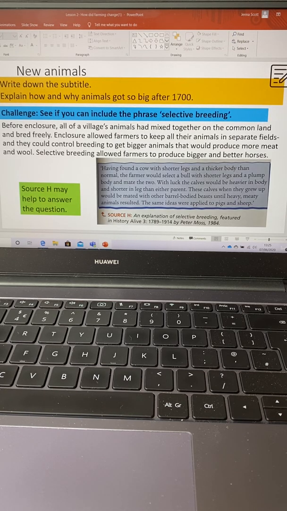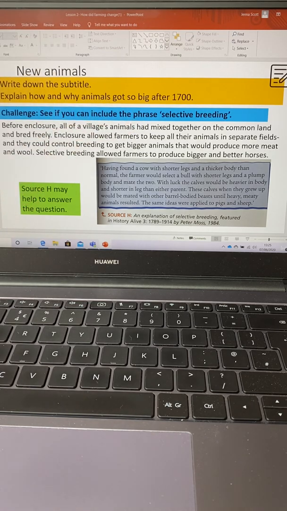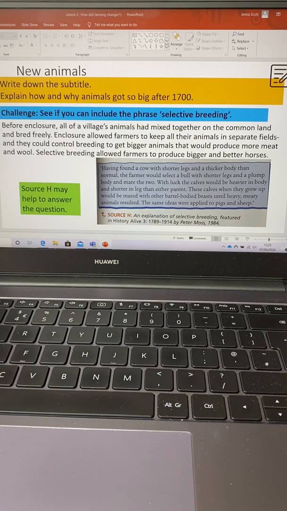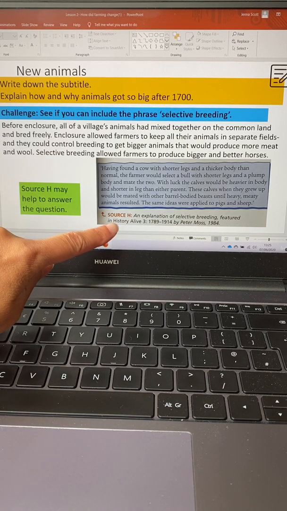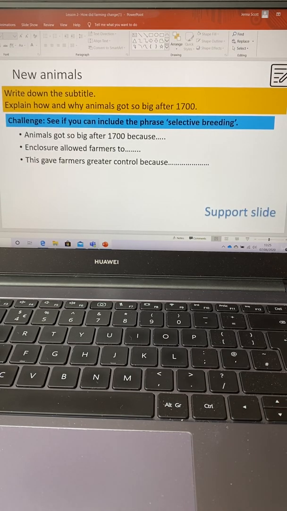Right, then another change, so it's the idea of looking at the new animals. So again, write down the subtitle. Now you need to explain how and why animals got so big after 1700. And challenge, try and use the phrase selective breeding. So read the information here and explain how and why animals got bigger. There is a support slide if you're not sure how to structure your answer. There's 3 little bullet points to help you there.